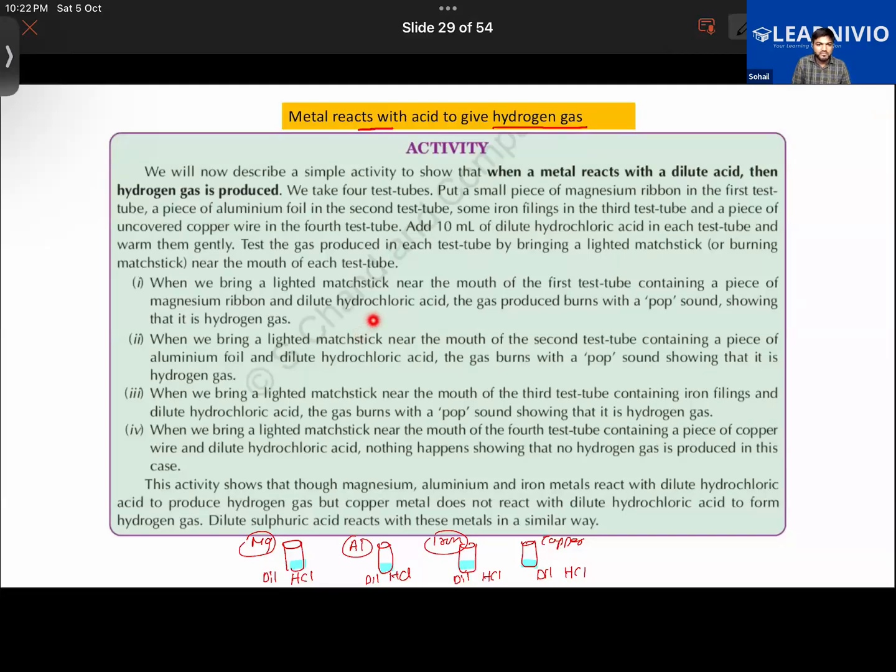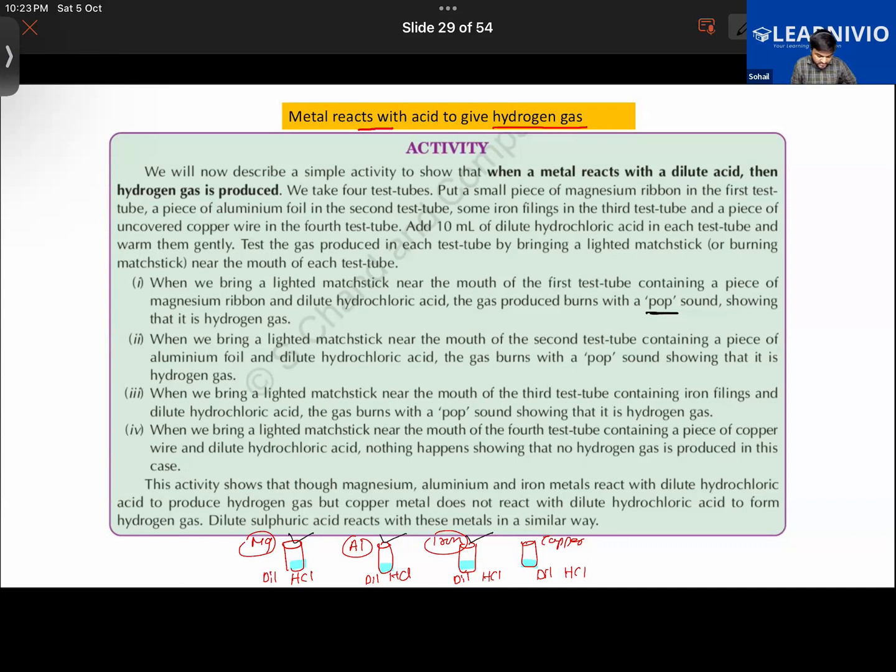So we are going to bring a lighted matchstick near the mouth of every test tube here. When we brought the lighted matchstick near the first test tube, a pop sound was produced. You know this production of a pop sound is the characteristic of hydrogen gas. Hydrogen gas burns with a pop sound. Pop sound was produced in the first one, in the second one also, and in the third one also. What does it tell us? It tells us that magnesium, aluminum, and iron react with the dilute hydrochloric acid to give hydrogen gas.